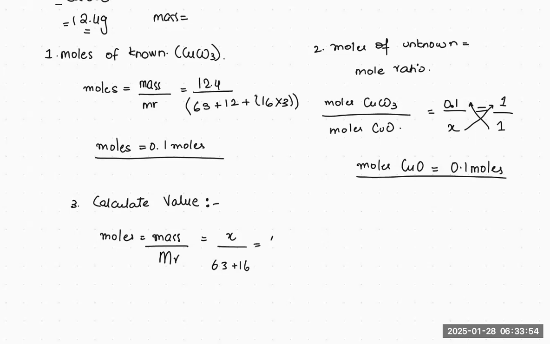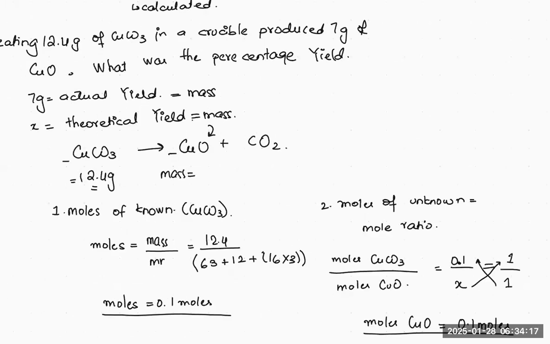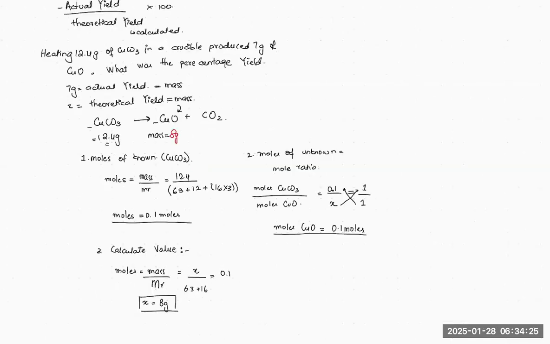So 0.1 multiplied by 63 plus 16. Your answer will come out as 7.9 something, which you guys can round off to 8 grams. So now we can see that the mass of your copper oxide is going to be 8 grams. Right, Shreya? Making sense now how we're doing the calculations? Yeah. You can always use these steps: moles of known, moles of unknown, and then calculate the value, which is volume, mass, or concentration, whatever the examiners are asking. This is how we do any calculations.